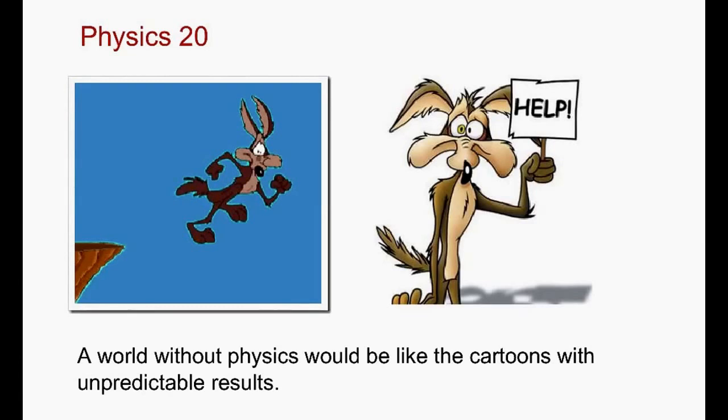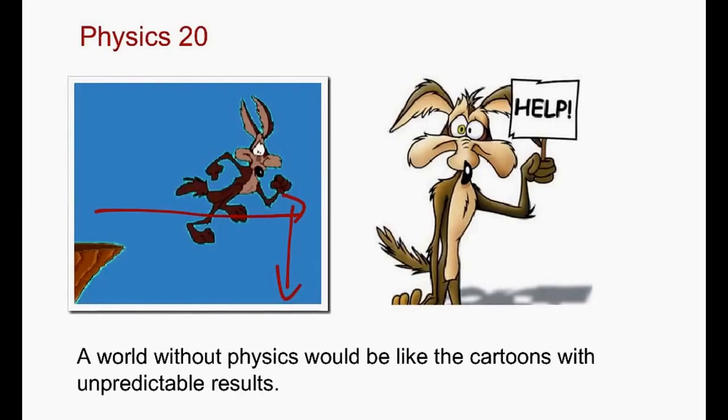So what is physics all about? Basically, if there wasn't physics in our world, it'd be like we live in a Bugs Bunny cartoon. You've probably seen the cartoon where the coyote goes running off a cliff, runs straight out, stops for a second, holds up the little help sign, and then falls straight down. Cartoons are famous for showing inappropriate physics. So we're going to be looking at what our world is like with physics involved, how it works, and how we can predict certain things.